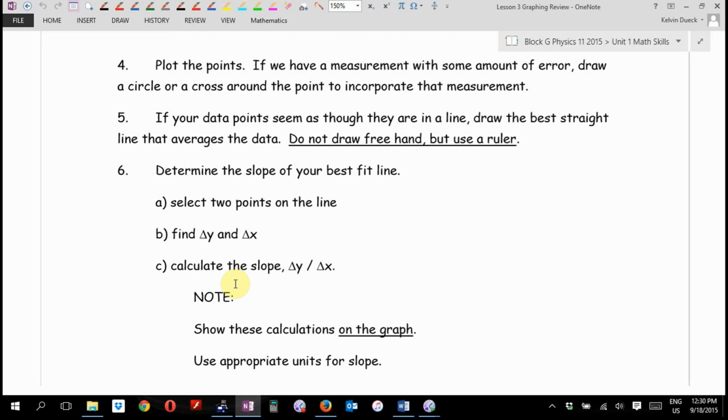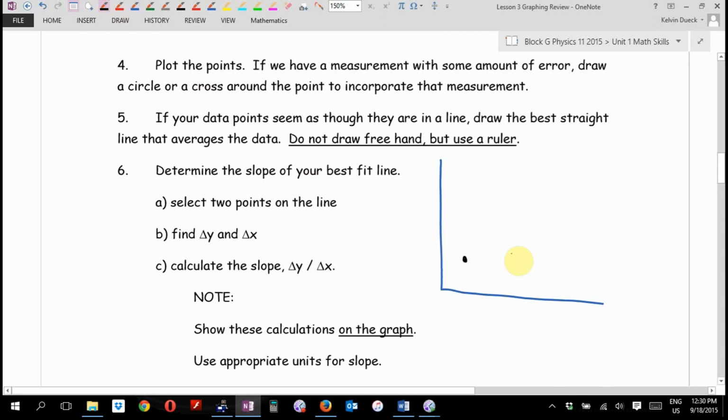Ready? Here's a graph. Don't write this down yet. Supposing you were graphing some data and you got that. Certainly there's a trend. It's going that way.